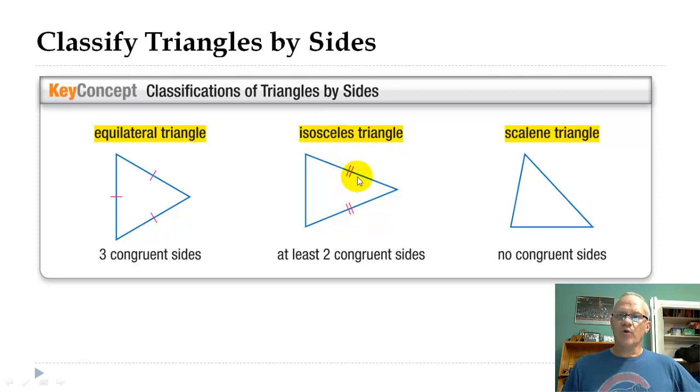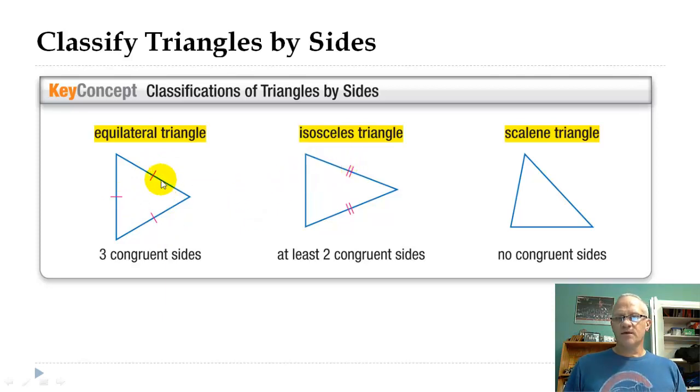Two sides, well, the way we normally think about this is that two sides are congruent, and that's how they have it marked here. Technically, isosceles means at least two are congruent. So theoretically, you could have one where two sides are congruent and the third one's congruent as well. But again, we usually want to be more precise.